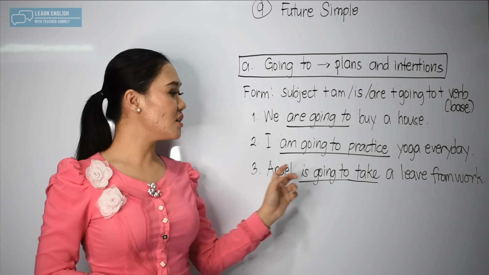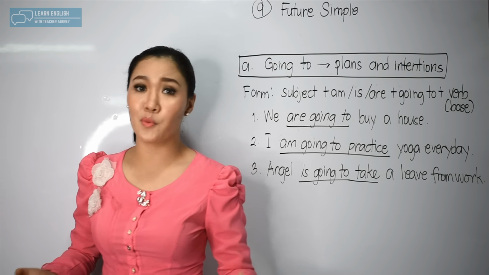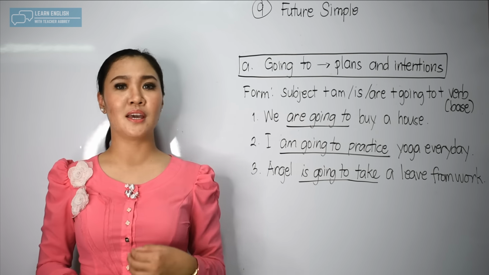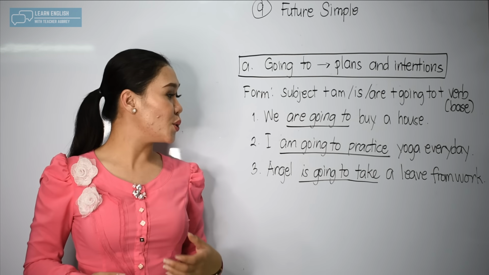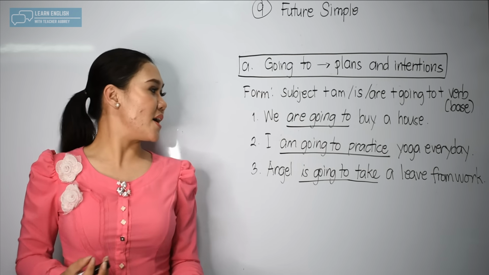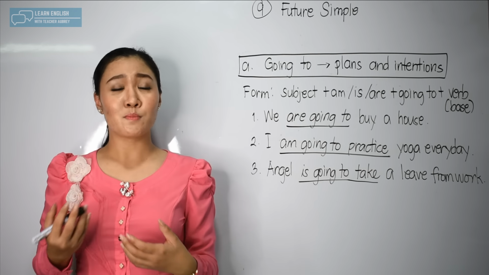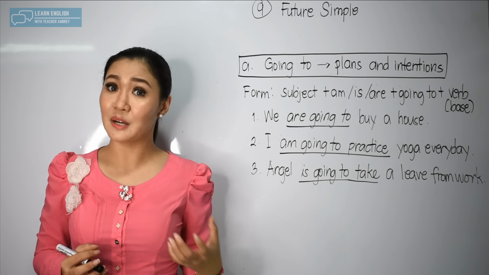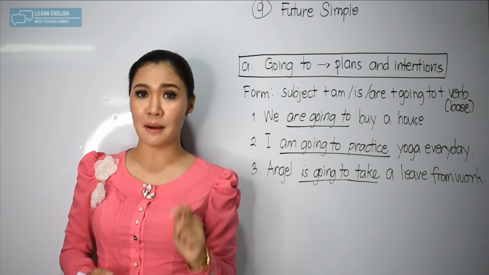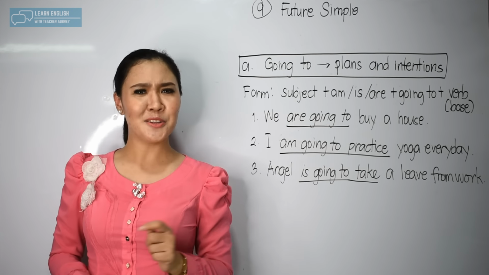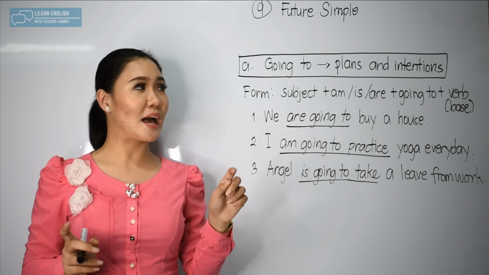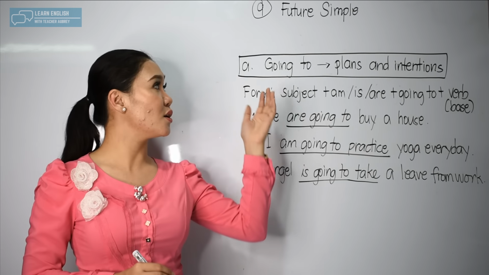Number 3, Angel is going to take a leave from work. Okay? That shows intention or plan. Nagpaplano si Angel o intensyon niya na mag-request ng leave o pansamantalang pamamahinga sa kanyang trabaho. Again, ginagamit ang going to for the future simple kung ito ay tumutukoy sa mga plano o intensyon. Kayo, ano yung mga plano ninyo? In the future, subukan nyo ang gumawa ng pangungusap gamit itong first form of future simple using going to.